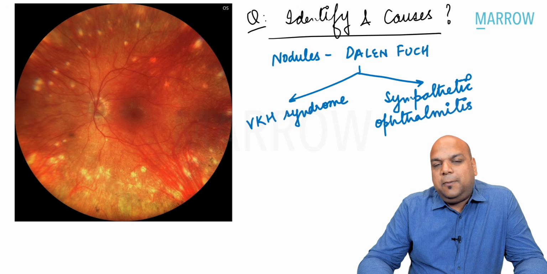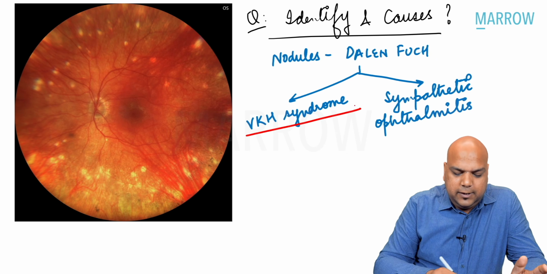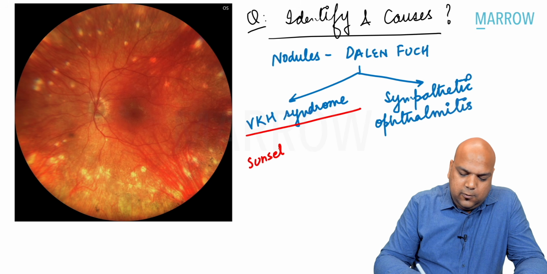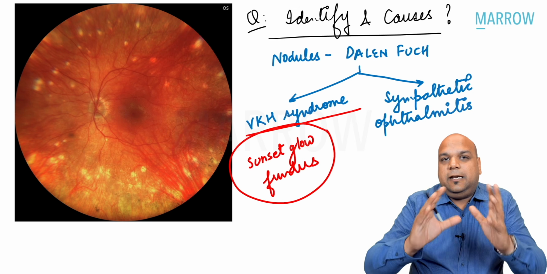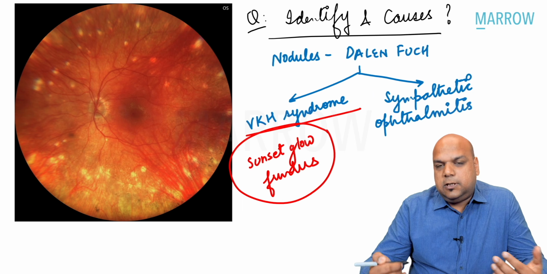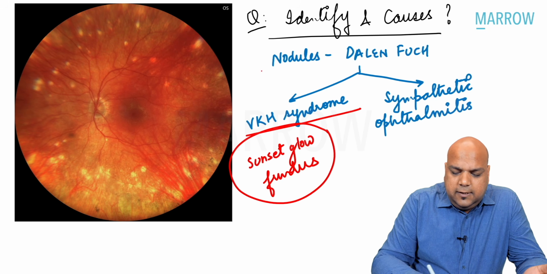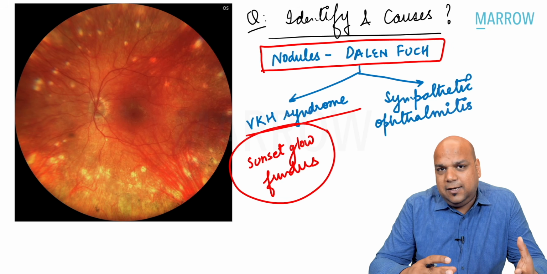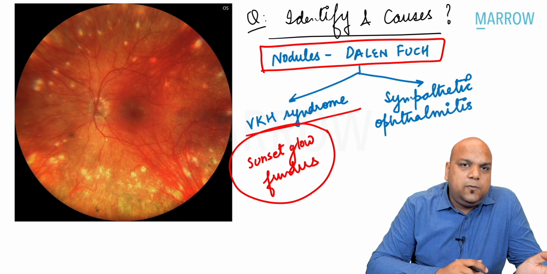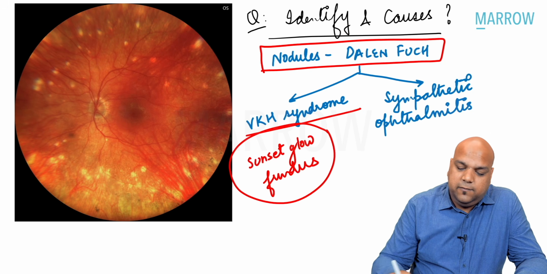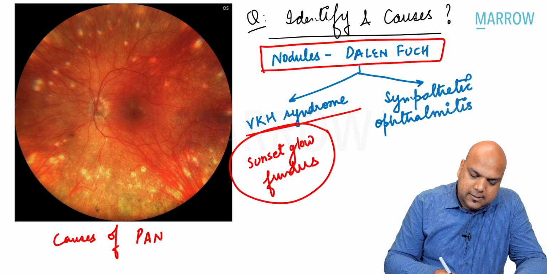So VKH syndrome and sympathetic ophthalmitis, both of them have Dahlen-Fuchs nodules. But this seems to me more a case of VKH syndrome because along with Dahlen-Fuchs nodules, I see a sunset glow fundus. As soon as you first saw the photograph, didn't it look like a beautiful sunset, an orangish glow? Yes. So Dahlen-Fuchs nodules along with sunset glow fundus gives you VKH syndrome. Obviously, if such an image comes by itself, they will be asking you about Dahlen-Fuchs nodules. But if there is some kind of examination given along with it, then they will either be pushing you towards VKH syndrome or towards sympathetic ophthalmitis. Please remember, VKH syndrome and sympathetic ophthalmitis both are causes of which disease? Yes, panuveitis.